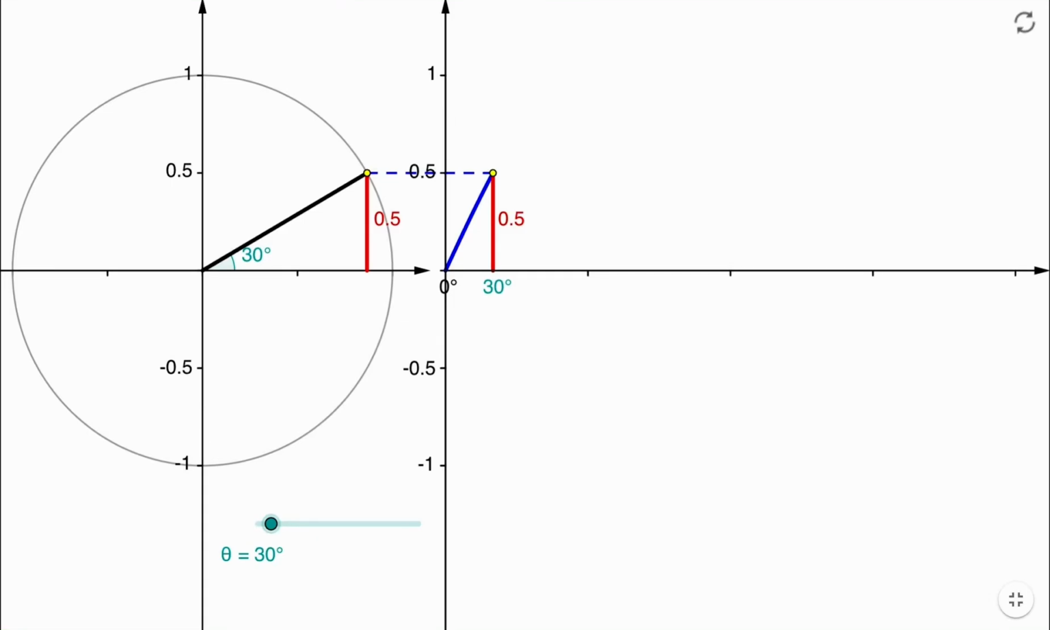So let's use the unit circle to look at the sine of the angle in more detail. Here we have an angle of 30 degrees, which gives us a sine of 0.5.